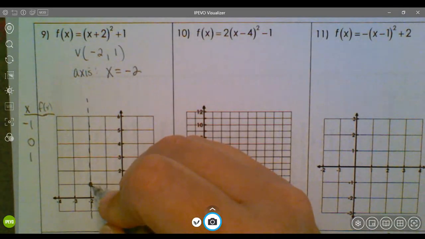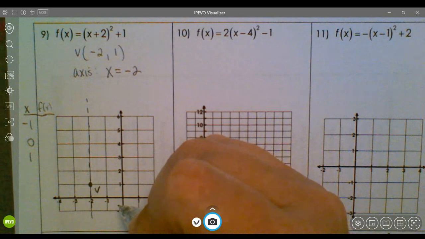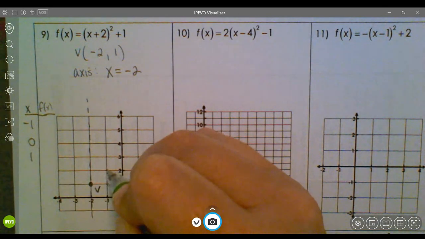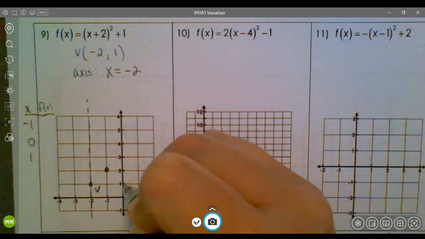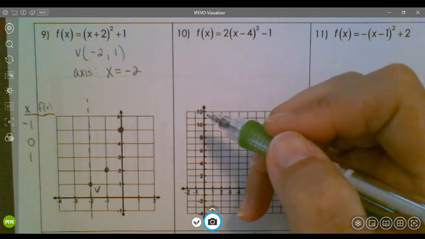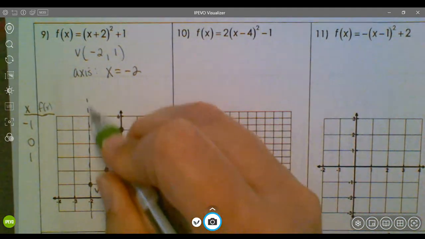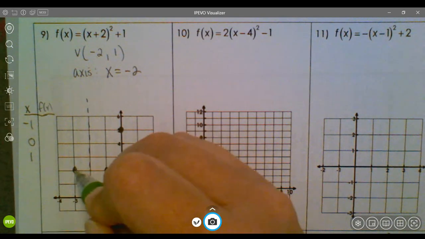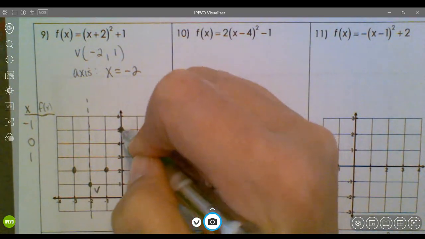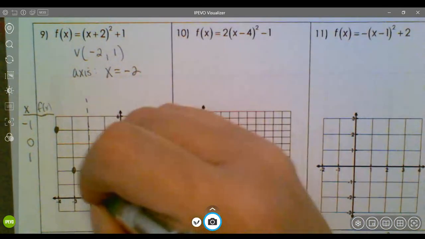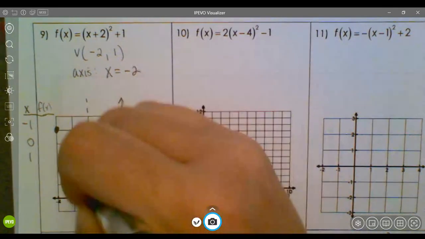Or I can build what I know about my parabola, where when I move to the right one from the vertex, I go up 1. When I move to the right 2, I go up 4. And remember, I'm lazy. That's what I'm going to do. And because this is my axis, I know that if one point is 1 unit to the right, I get a free point 1 unit to the left. This point is 2 units to the right, so for free, I get the point 2 units to the left. And there it is.